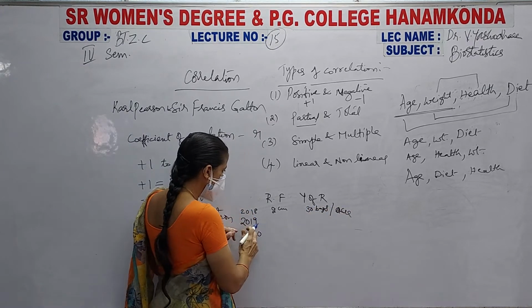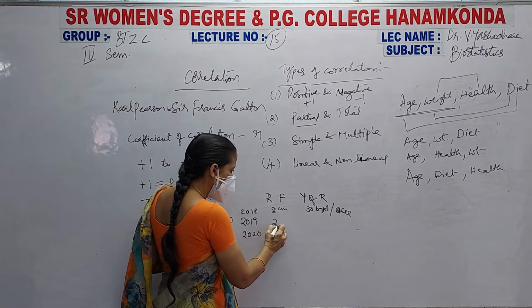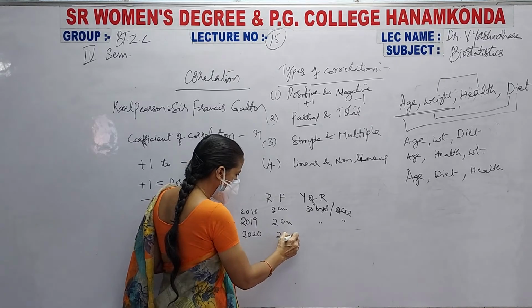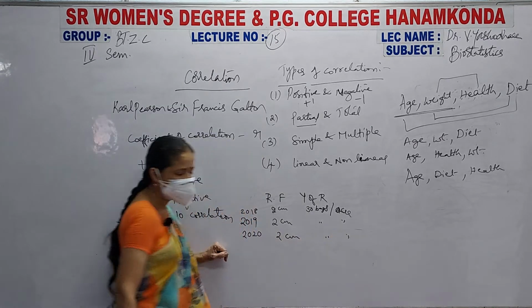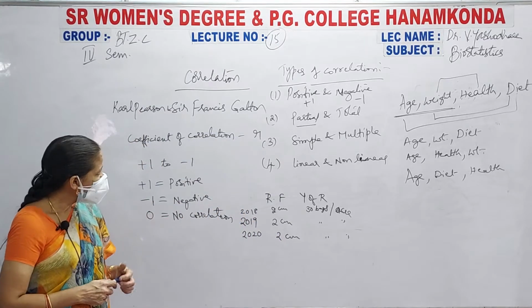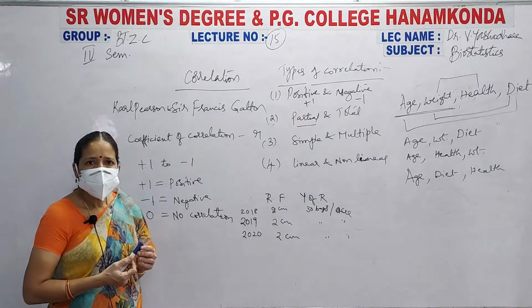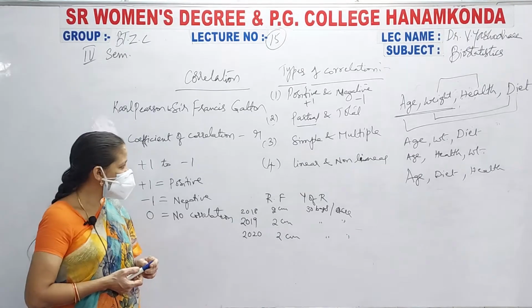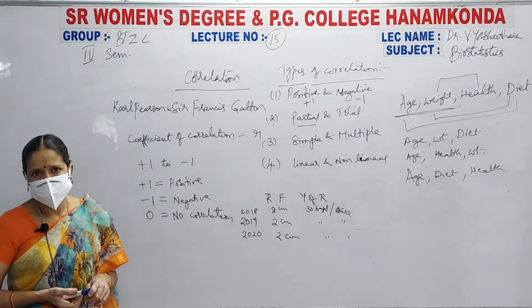Okay, next 2019, I also got 2 centimeters of rain, same thing I got. 2020, 2 centimeters of rain, same thing I got. That means if the variables are showing uniform correlation, then it is known as a linear correlation.